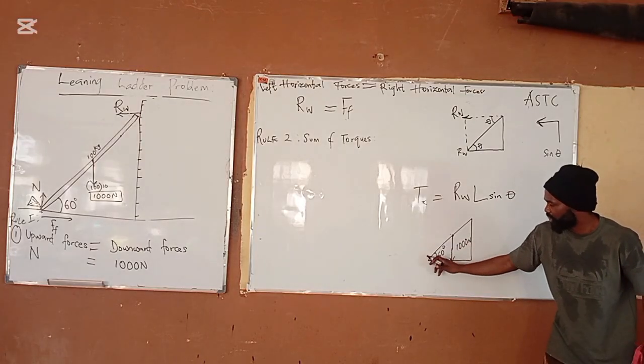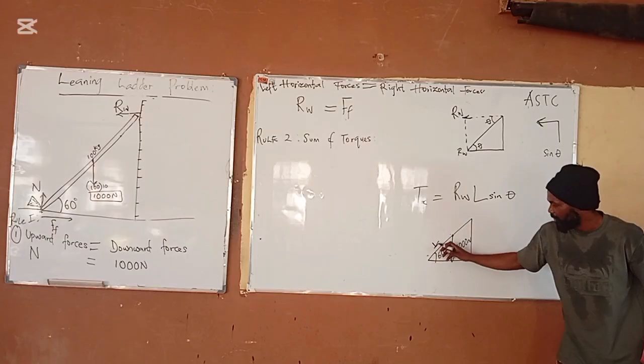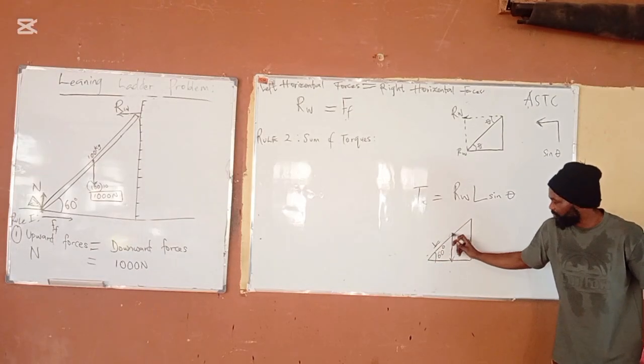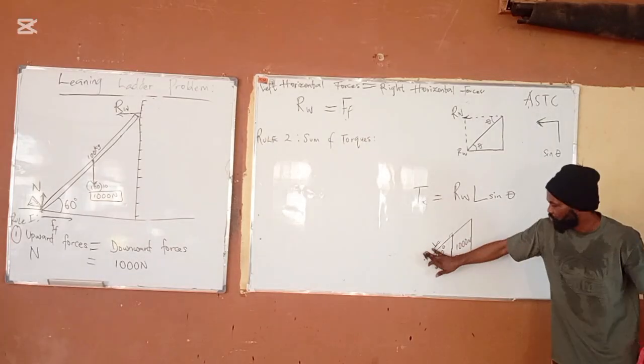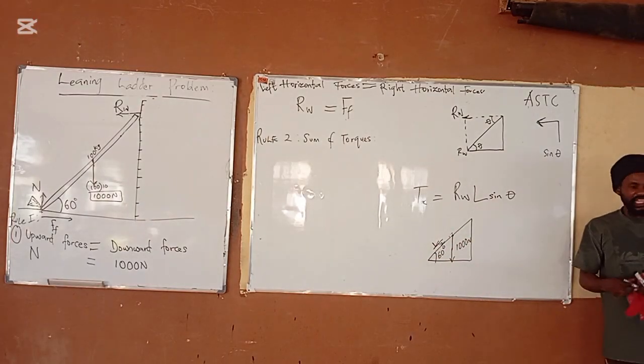Notice the L from here to here is half of this. Is it not true? That means that if this thing is 100, 100 divided by 2 is 50. That means from here to here should be 50. So everything is simply L over 2. Now see what I want to do.